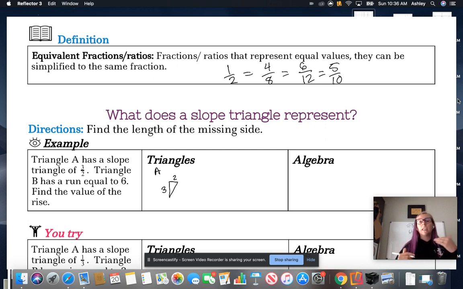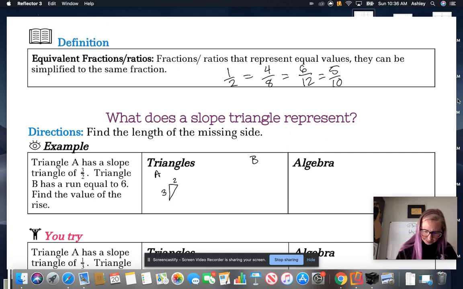Remember, we can keep going with slope triangles and get different slopes that will all simplify to be equivalent ratios. So if I wanted to go again, triangle B over here, I need to get to a run of a total of 6. So if I were to go up again, I would go up 3 from here, up 3 more, and then over 2. And that would get me, so now I've gone over a total of 4. Now I'm going to go up again, up 3, over 2.